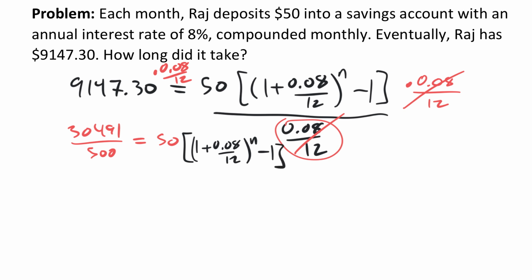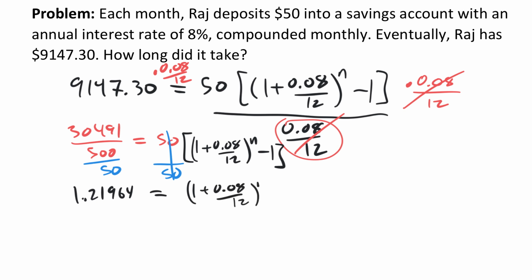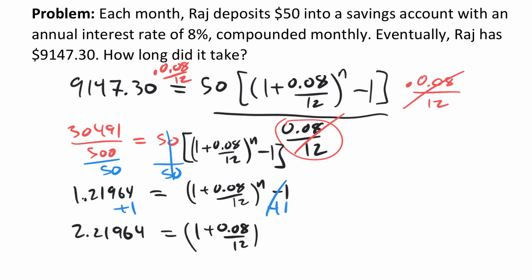All right, next step, let's divide out that 50. So on our calculator, we should get, well, I guess it goes to a decimal right now, but it looks like it's not repeating, so that's good. And then on the left side, 1 plus 0.08 over 12 to the n minus 1. Now we've got that pesky minus 1 there. So to get rid of that, we should add 1 to both sides. That's going to give us 2.21964 equals 1 plus 0.08 over 12 to the n.